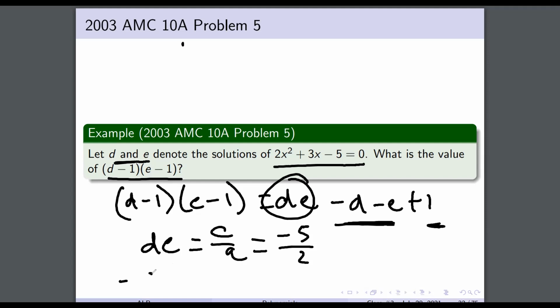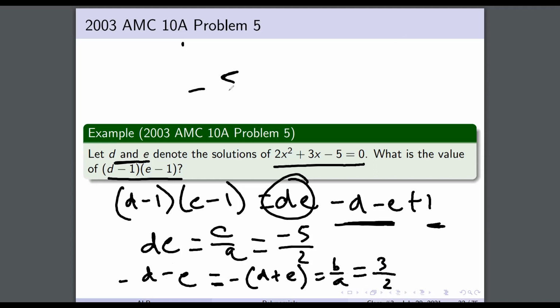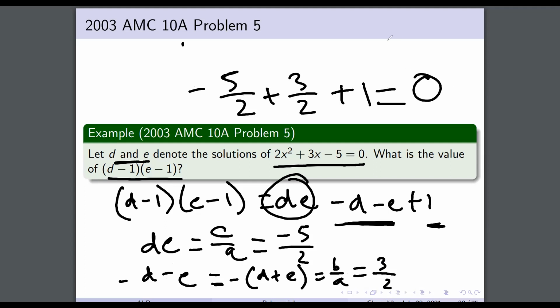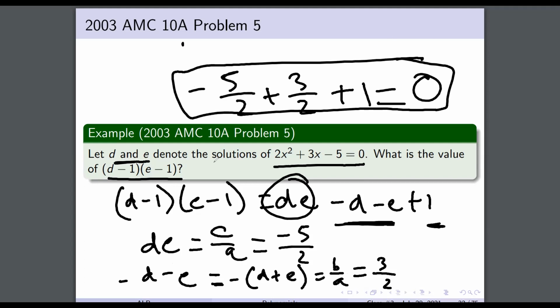So we can use Vieta's: de equals c over a, which equals negative 5 over 2. And negative d minus e, equals negative (d plus e), which equals b over a, which equals 3 over 2. So our answer is just negative 5 over 2 plus 3 over 2 plus 1. And this is just 0. Thus, we are done. So this is actually a very clean solution without actually finding the values of d or e.